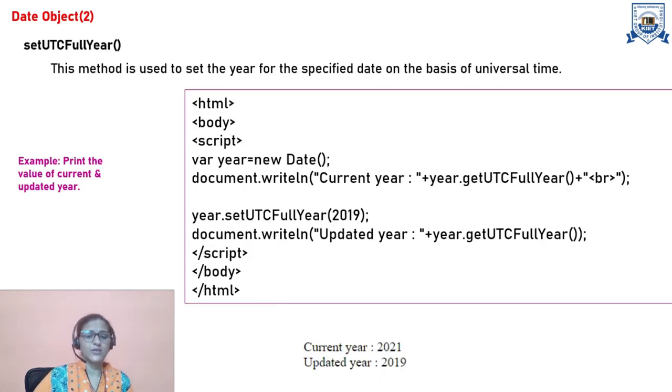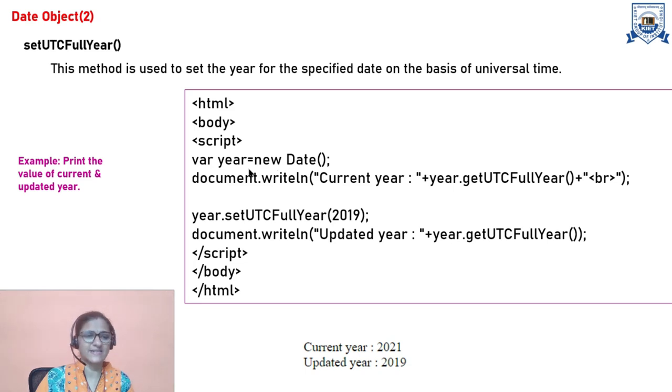Now, as I told, not only can we get, we can set also. Set means we can change. To set UTC, what is UTC? Universal time. So setUTCFullYear: this method is used to set the year for the specified date on the basis of universal time.